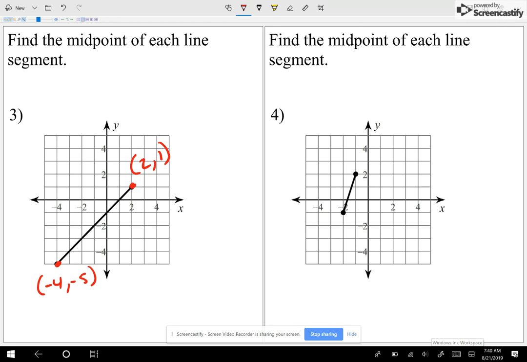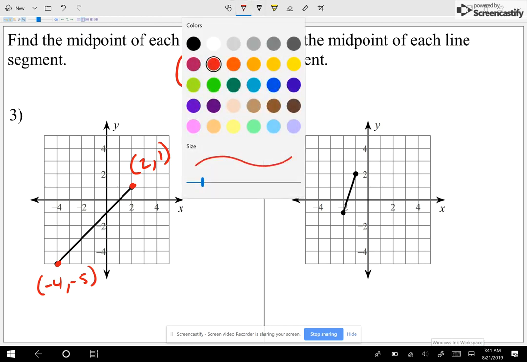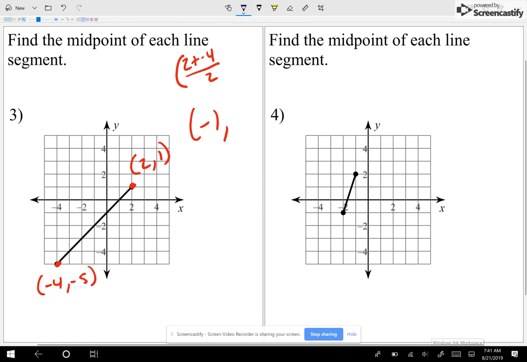So I'm going to do it just the way I did questions 1 and 2. For the x value, I'm going to add the x values. So I'm going to do +2 plus a -4 divided by 2. Right, I'm going to add the x values and divide it by 2. 2 plus a -4 is -2, divided by 2 gives me -1. Now for the y value, I'm going to add the numbers 1 plus a -5 divided by 2.